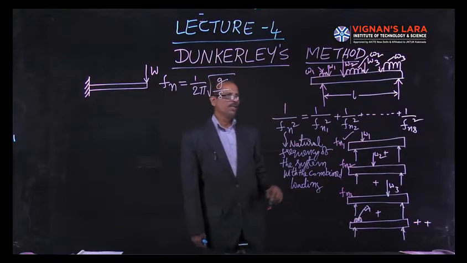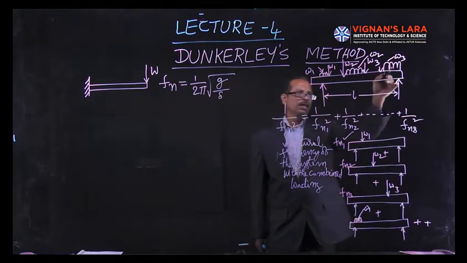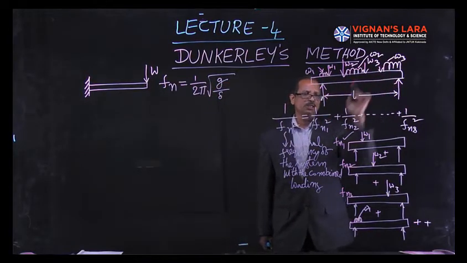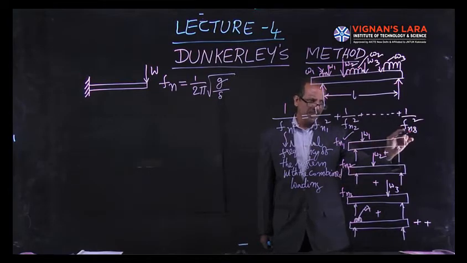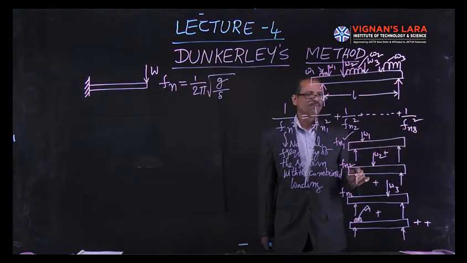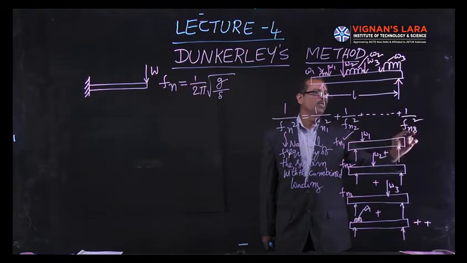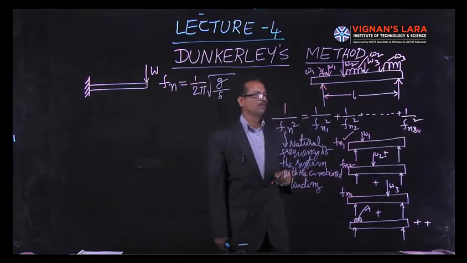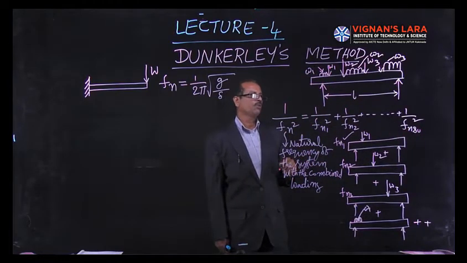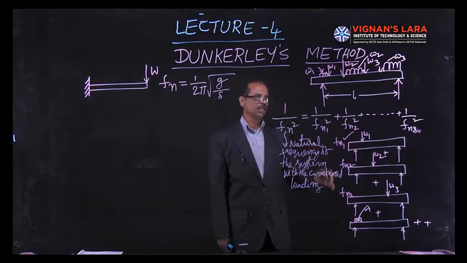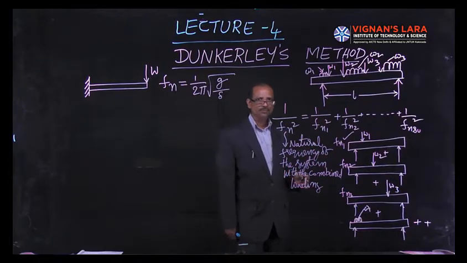We have also written the UDLs. For the UDLs, I am writing Fns. So these are point loads like 1, 2, 3, 4, whereas this Fns is for UDL. You have n number of UDLs, and those UDLs are also added, isn't it?